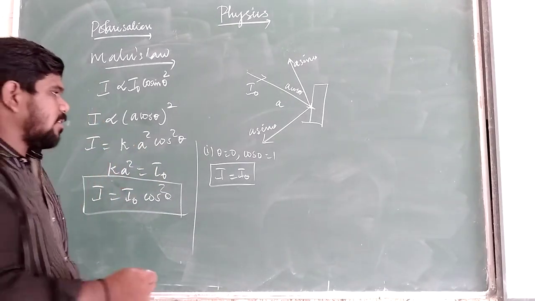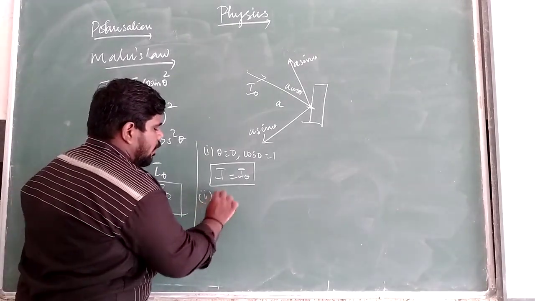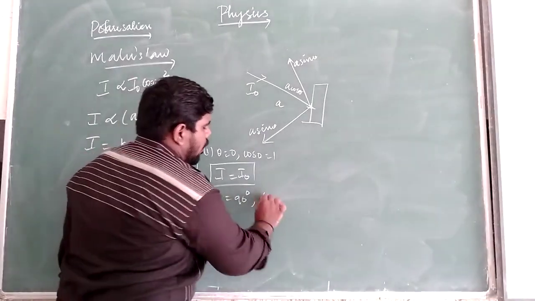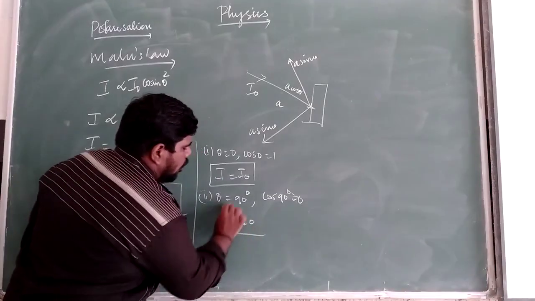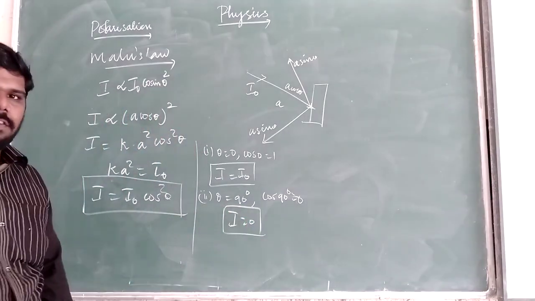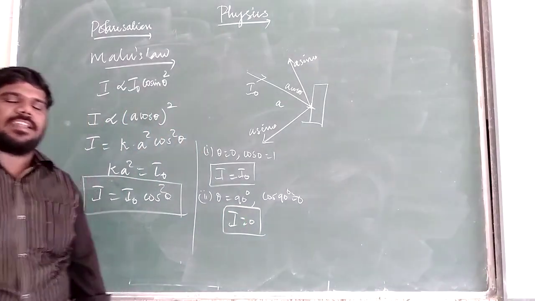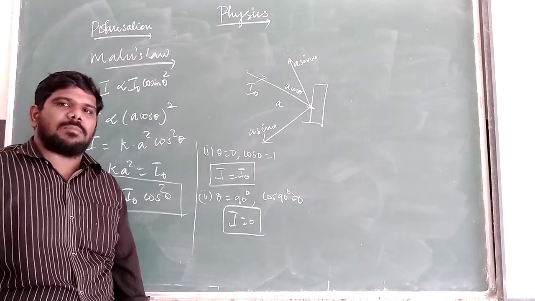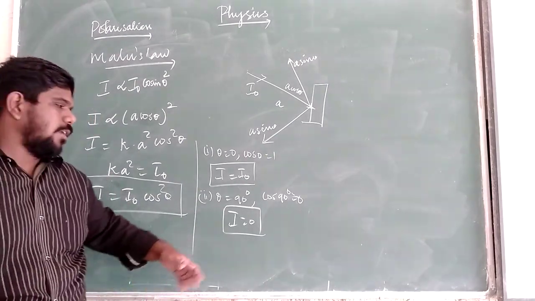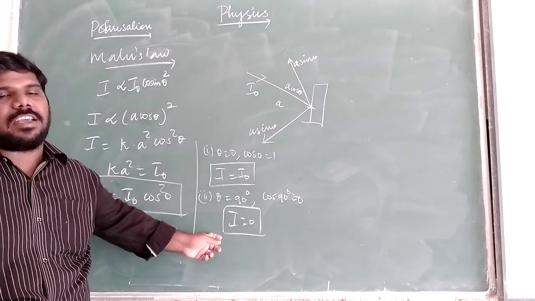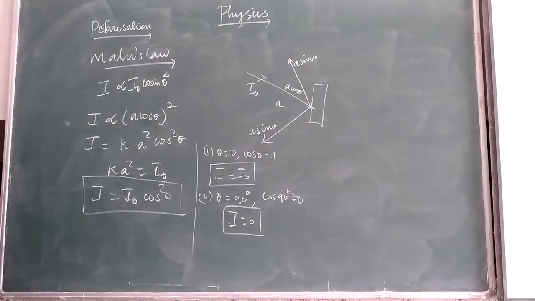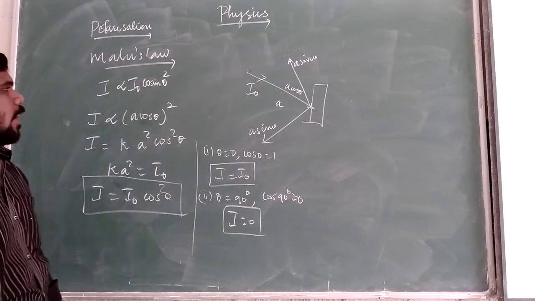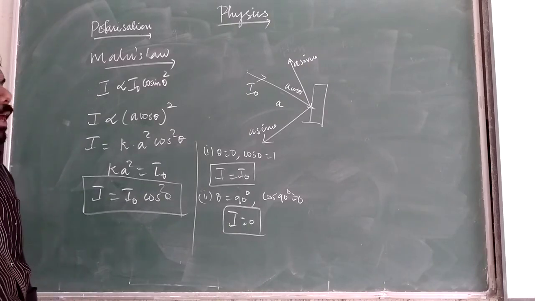At the same time, when theta is equal to 90 degrees, cos 90 degrees is equal to 0, so the intensity is equal to 0. The intensity of light transmitted from the analyzer will be 0. So Malus's law says that the intensity is directly proportional to the square of the cosine of the angle between the transmission axis and the analyzer.